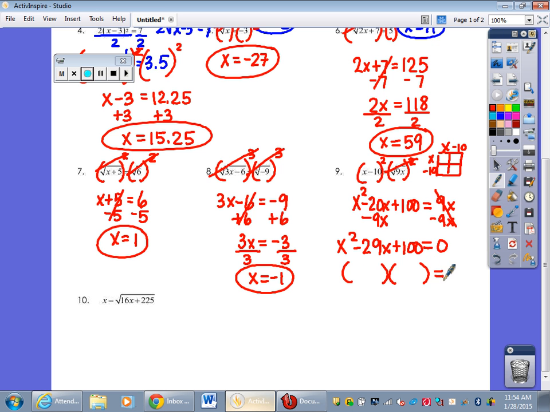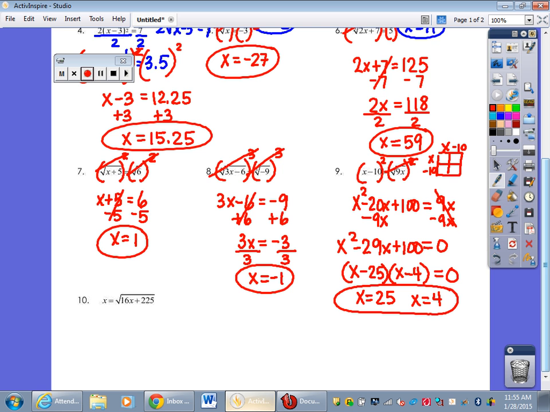We're looking for two factors that multiply to give us 100 and add up to negative 29. That would, I think, be 25 and 4. 25 times 4 is 100, and if they're both negative, that would be a positive 100. And then negative 25 and negative 4 is negative 29. So my two solutions are going to be x equals 25 and x equals positive 4. Back to when we did quadratics.